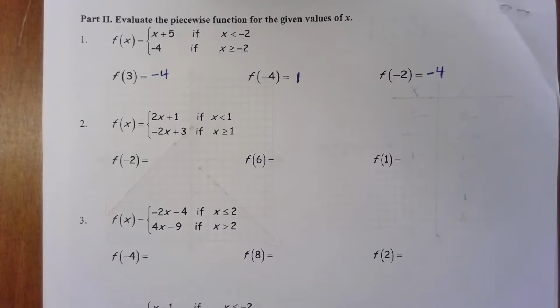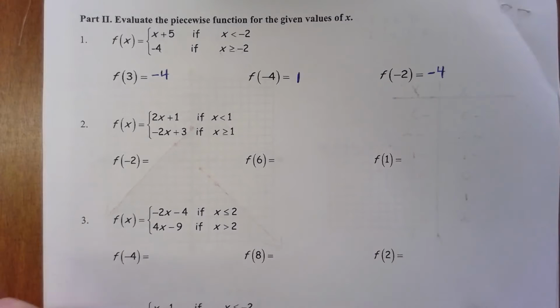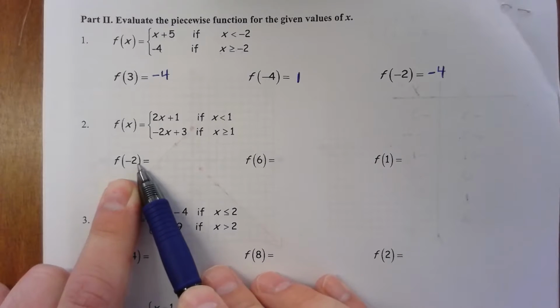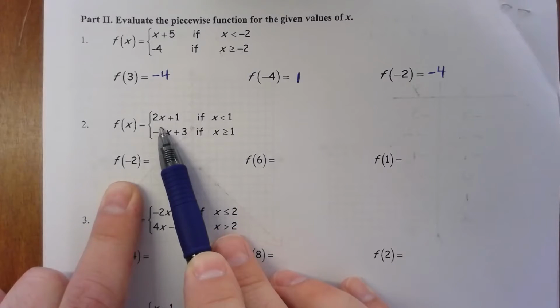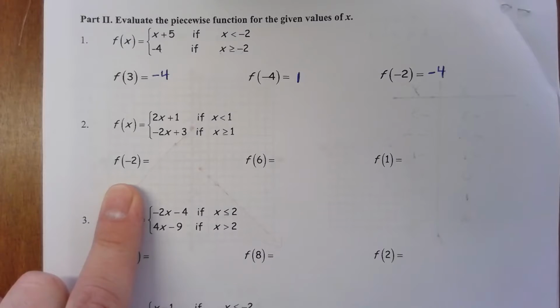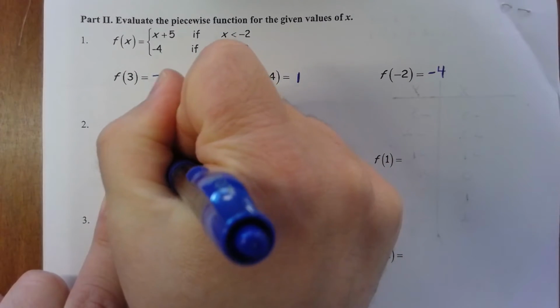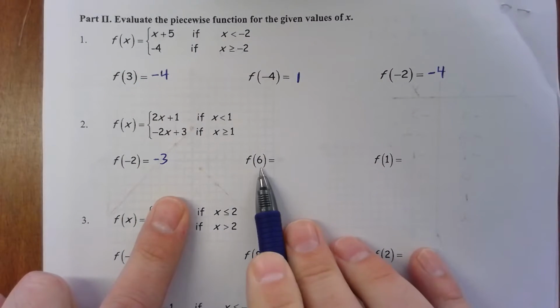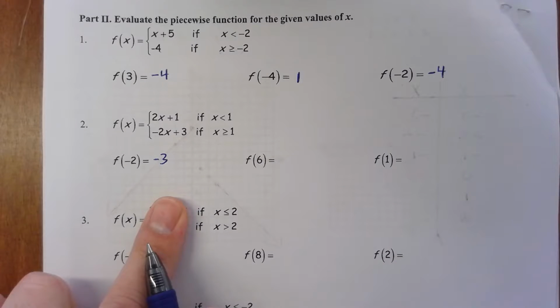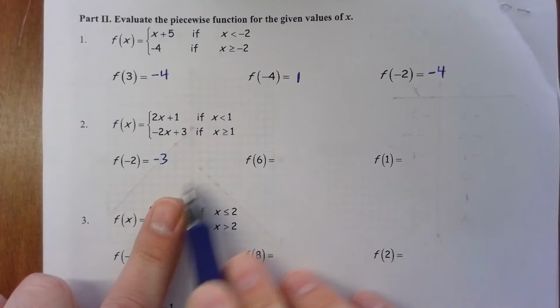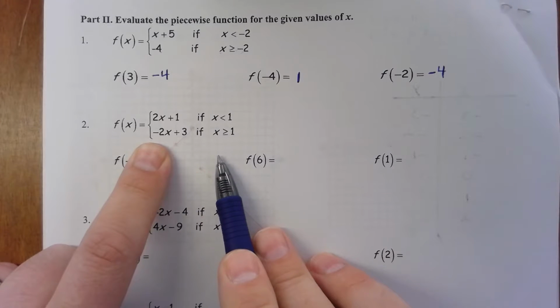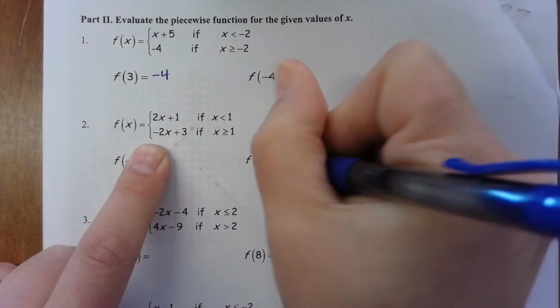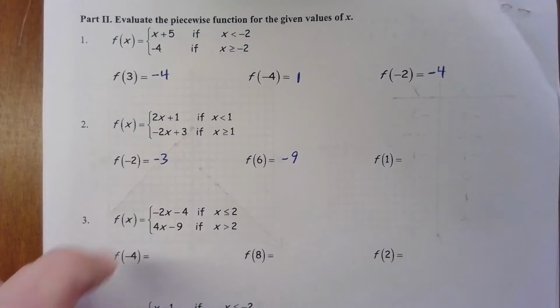So let us do one more, or two more. So negative 2. Is negative 2 less than 1? Yeah. So 2 times negative 2 is negative 4. Negative 4 plus 1 is negative 3. All right. 6. Is 6 less than 1? Is 6 greater than 1? So negative 2 times 6 is negative 12 plus 3, negative 9.